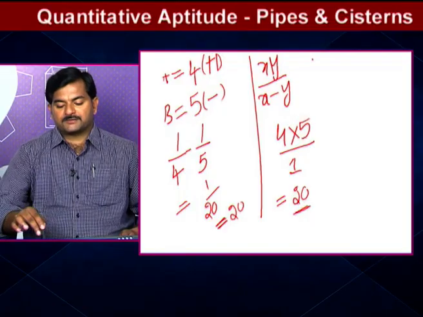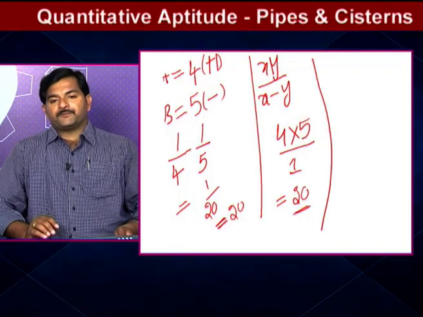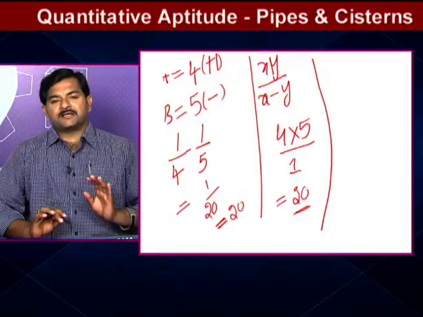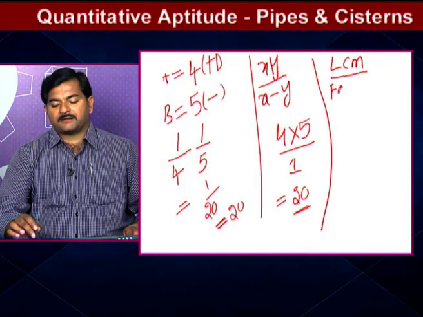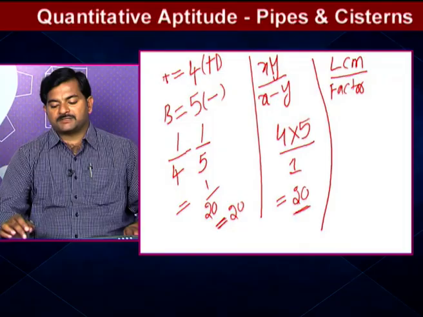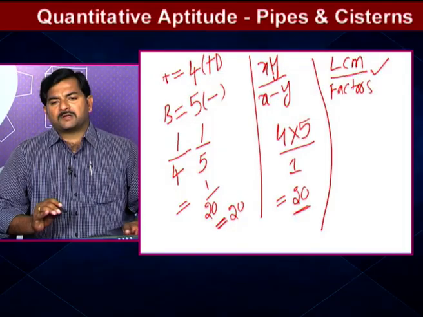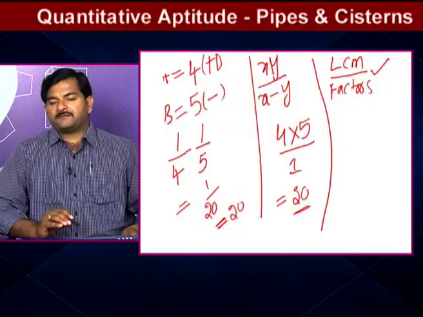And we can solve by taking the third type also. The third type is again LCM by factors. See, the beauty of almost all the questions from time and work, or even pipes and cisterns, is that the majority of the questions can be solved by the LCM by factors concept. So here the next concept I am saying is LCM by factors. By using this formula we can solve the majority of the questions from time and work and pipes and cisterns. So here the values are what?